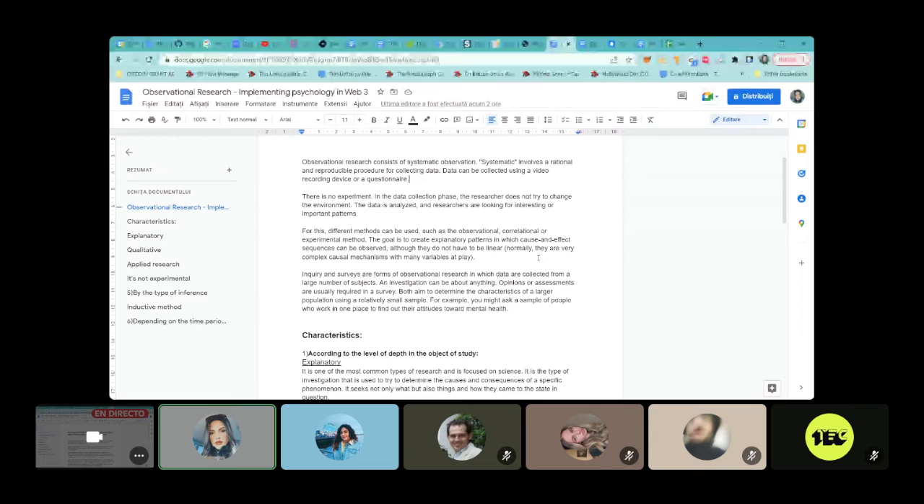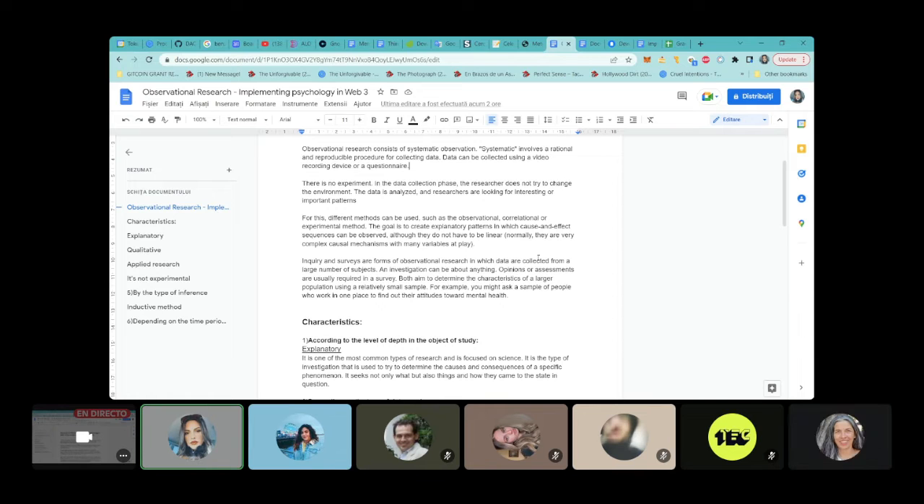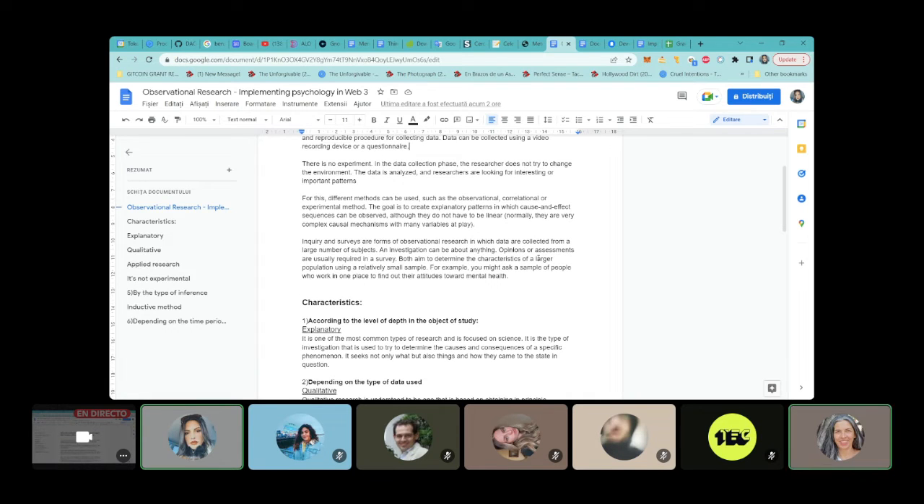For this, different methods can be used, such as observational, correlational, or experimental method. The goal is to create explanatory patterns in which cause and effect sequences can be observed, although they do not have to be linear. So, surveys are forms of observational research in which data are collected from a large number of subjects. An investigation can be about anything.